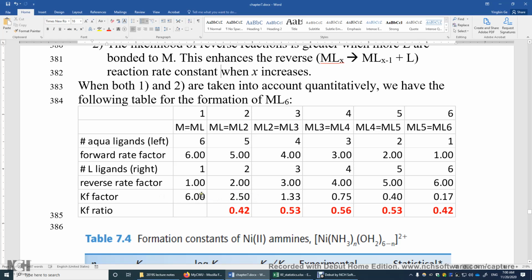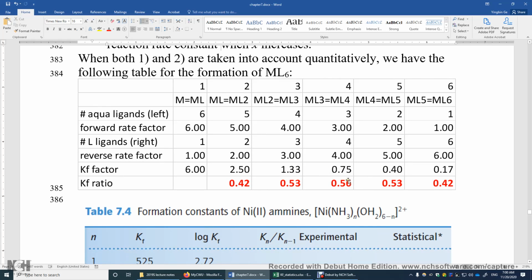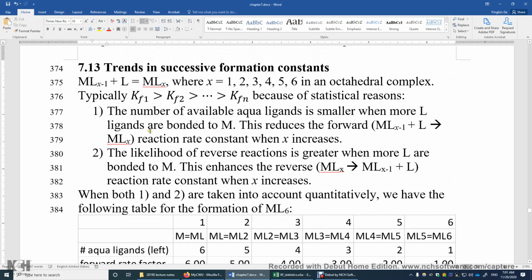So 2.5 divided by 6, that's 0.42, and this divided by this, 0.53, 0.75 divided by 1.33, that's 0.56, and so on. So we got all those ratios between two successive KF. So this is actually KF2 over KF1, KF3 over KF2, KF4 over KF3, KF5 over KF4, KF6 over KF5. And all these ratios are lower than 1. So that's why typically KF1 is greater than KF2, greater than KF3 and 4, etc.